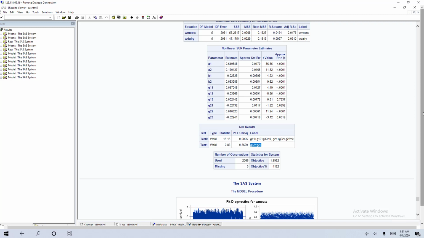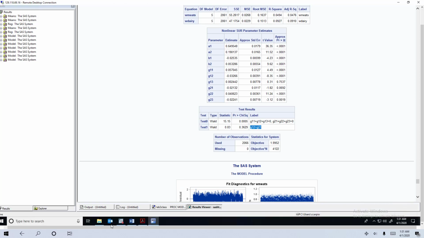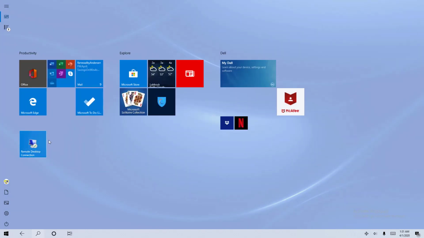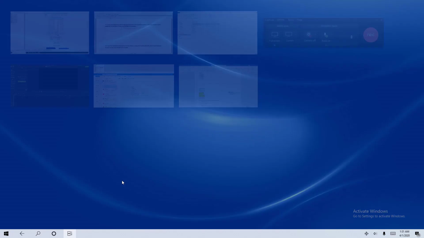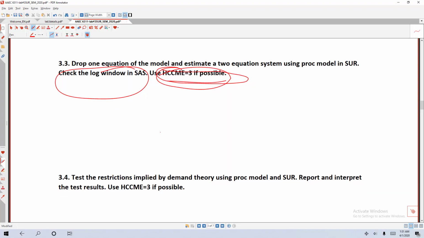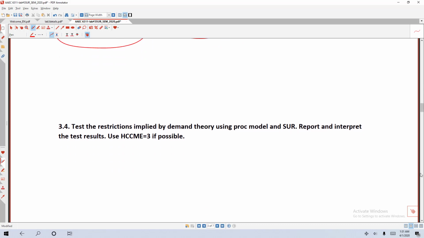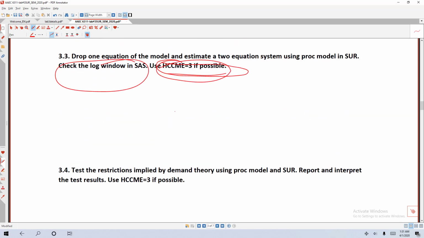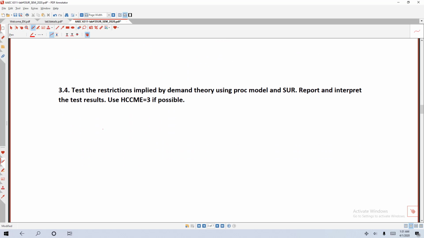Yeah, so I'm going to summarize that so that you have a guide for the discussion. Let me see. There's a restriction. So the null hypothesis is that homogeneity is satisfied.